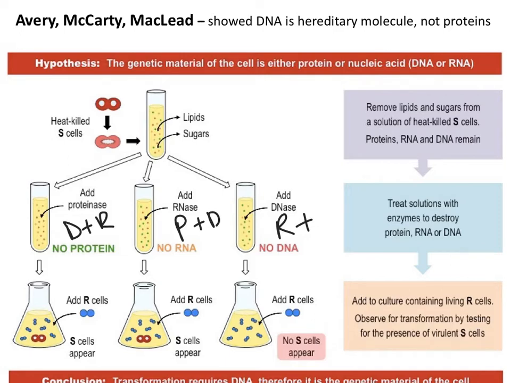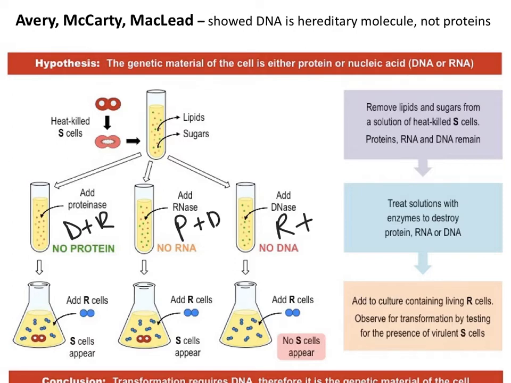Then they added rough cells to that mixture of heat-killed S. That's what this R cell thing is. And when they did that to this first group, they found that S cells appeared, or in other words, those R cells had been transformed and appeared to have this capsule on them, so they looked like S's. And so this suggests to us that something here, either DNA or RNA, was passed. We know that it was DNA, but they didn't necessarily know that.